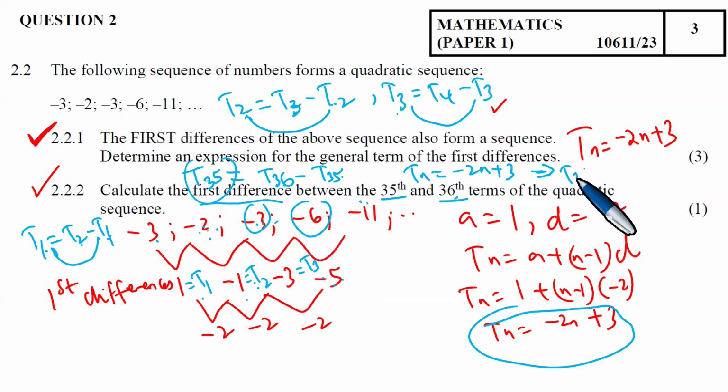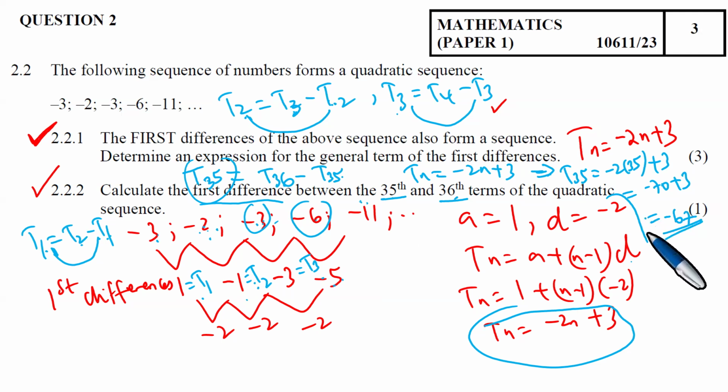So T35 is minus 2 times 35 plus 3. What is minus 2 times 35? It's minus 70 plus 3. What is minus 70 plus 3? Minus 67. And minus 67 is the correct answer. So you don't need to think too hard. Okay, good.